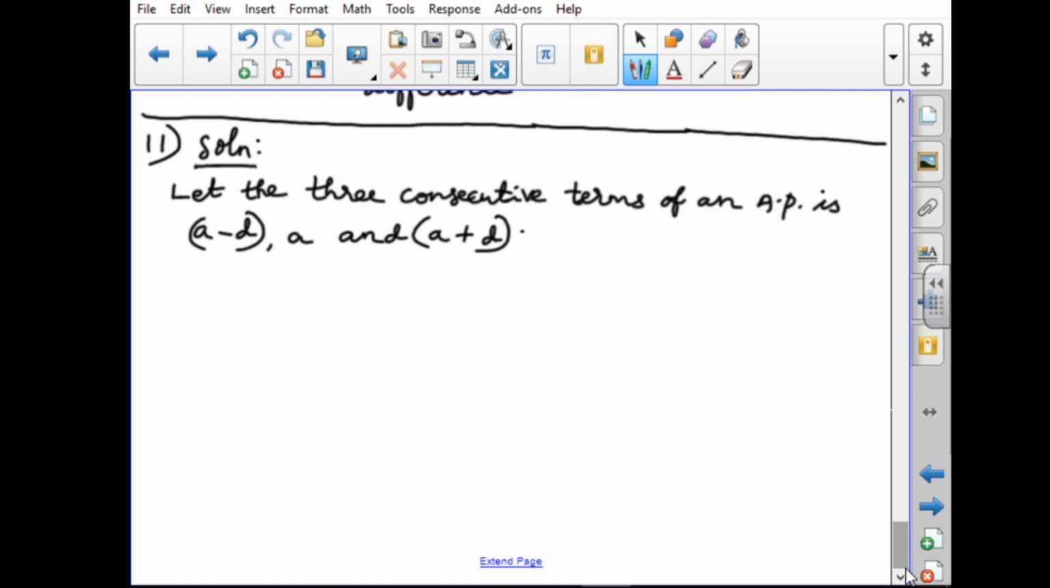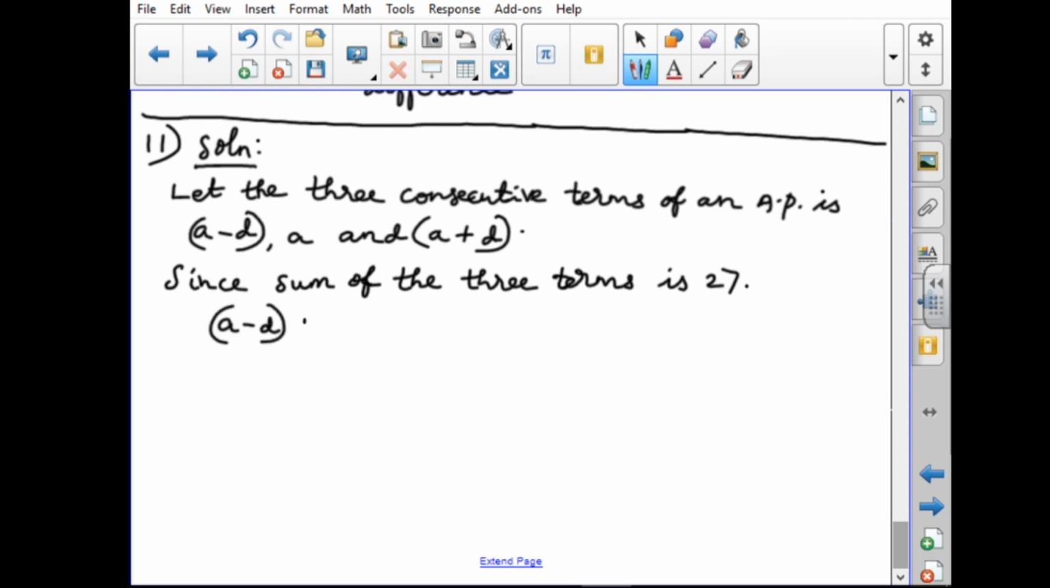Next they have given the condition: the sum of the three terms is 27. Sum means we have to add these three terms. So the first term is a minus d, plus the second term a, plus the third term a plus d. The sum of the three terms is 27.